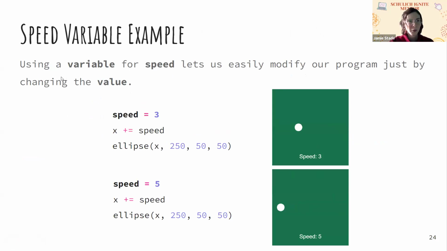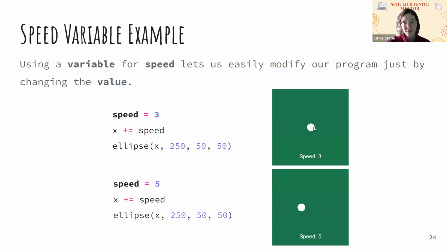So first, we want to create our variable for speed. It lets us very easily modify our program and how fast our character is moving across the screen. So in the first example here, speed is equal to 3, and then we continually update x with the variable speed, and that is going to, each time draw is run, increment x by 3.